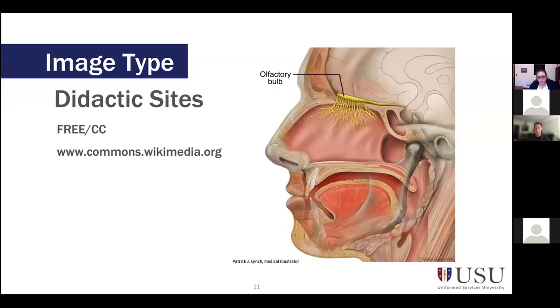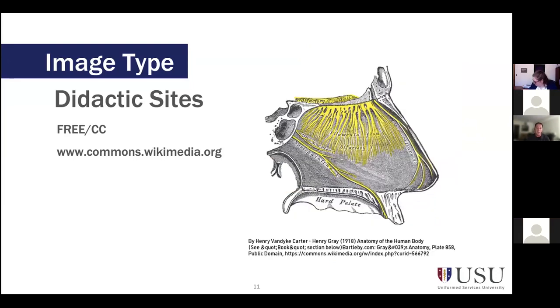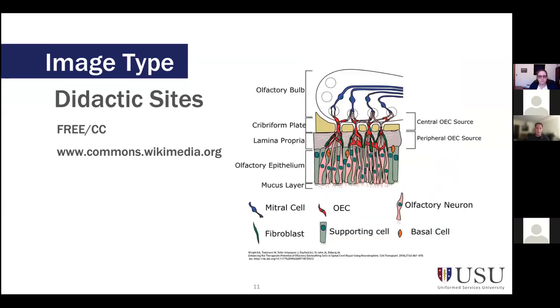Instead of searching something like nose or nasal cavity, I narrowed it down to olfactory bulb. When you narrow your search down like that, it really helps a lot in finding better quality images and more of what you're looking for. So if you use very specific search terms, I found I had much greater success when I was using the Wikimedia Commons site.